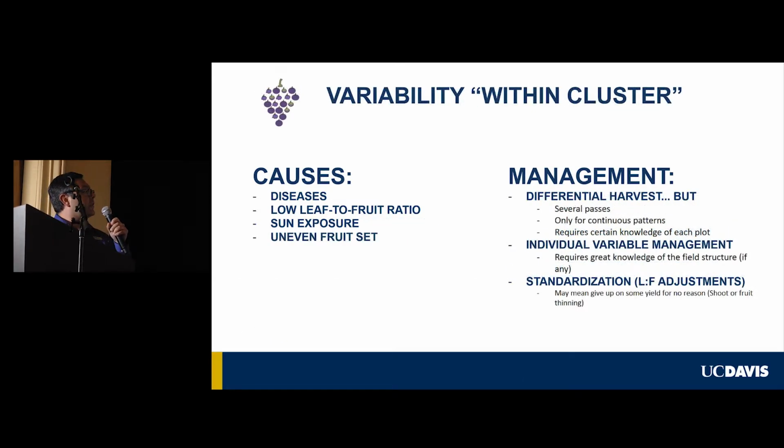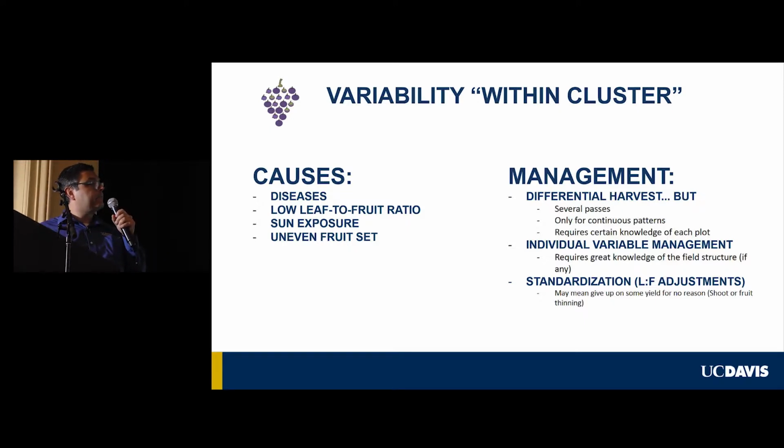Variability within the cluster: you have diseases, low leaf area to fruit ratio, sun exposure, and uneven fruit set. Again, there can be a differential harvest. This will require several passes, again only for continuous patterns. Standardization: leaf area to fruit ratio is what we manipulate regularly. First, initially with our pruning practices, then shoot thinning, then we do some leaf removal if there's a need. But again, these require great knowledge of the vineyard plot.